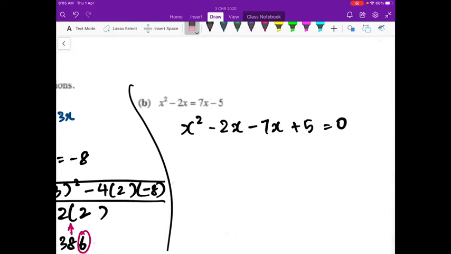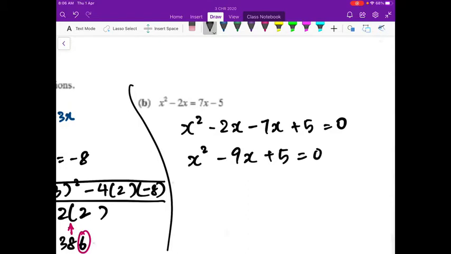Then we almost have the case already: ax squared plus bx plus c equal to 0. Almost. But now I have 2x terms found over here, so I need to combine them. X squared minus 2x minus 7x, total minus 9x, plus 5 equals 0.